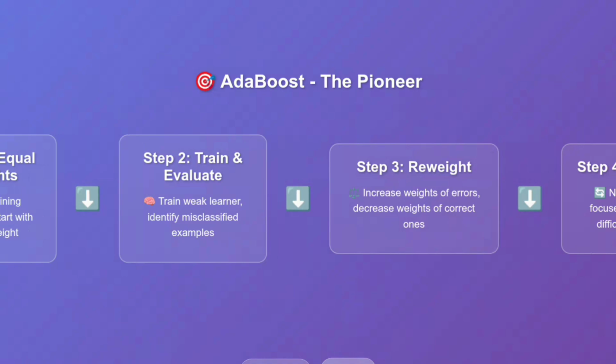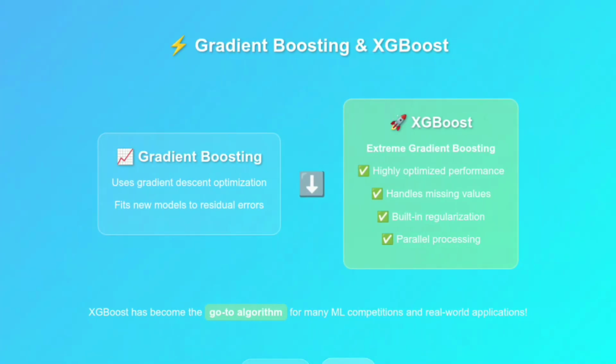Gradient boosting takes boosting to the next level by using gradient descent optimization. Instead of just reweighting examples, it fits new models to the residual errors of the previous models.